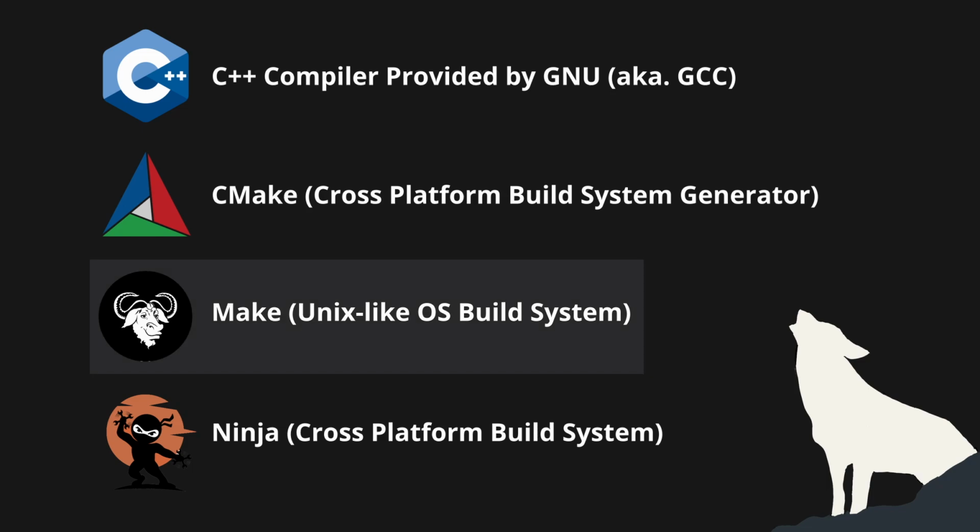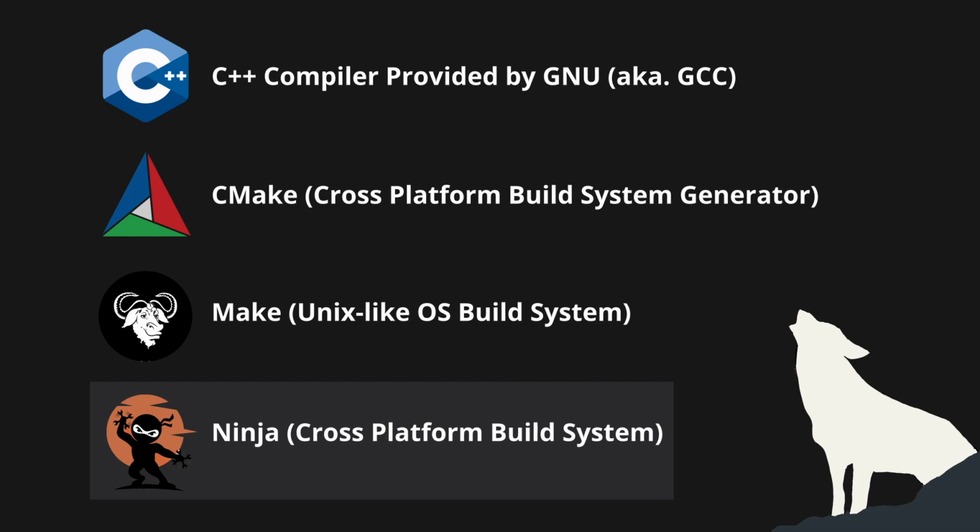The Make build system is a widely used tool in software development for managing and automating the build process of projects, especially those written in C++. Its purpose is to streamline the process of compiling code, managing dependencies, and linking files, ensuring that only the necessary parts of a project are rebuilt when changes are made. The Ninja build system is a fast, minimalist alternative to traditional build systems like Make. It is designed to handle large, complex builds with a focus on speed and efficiency.